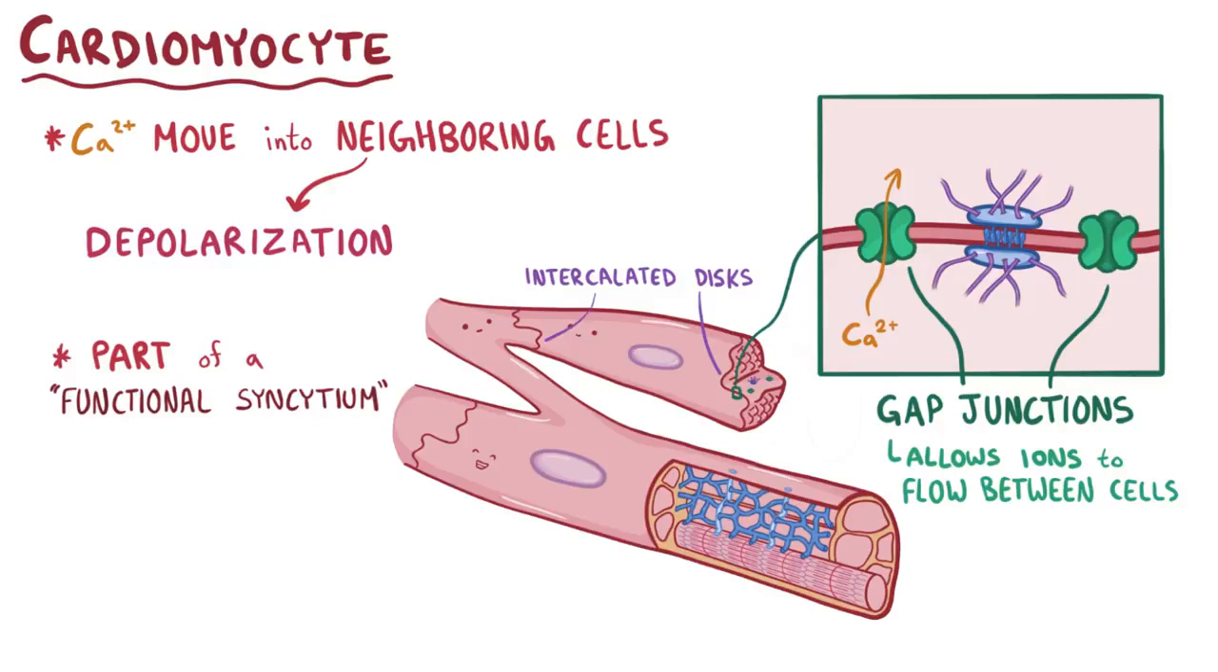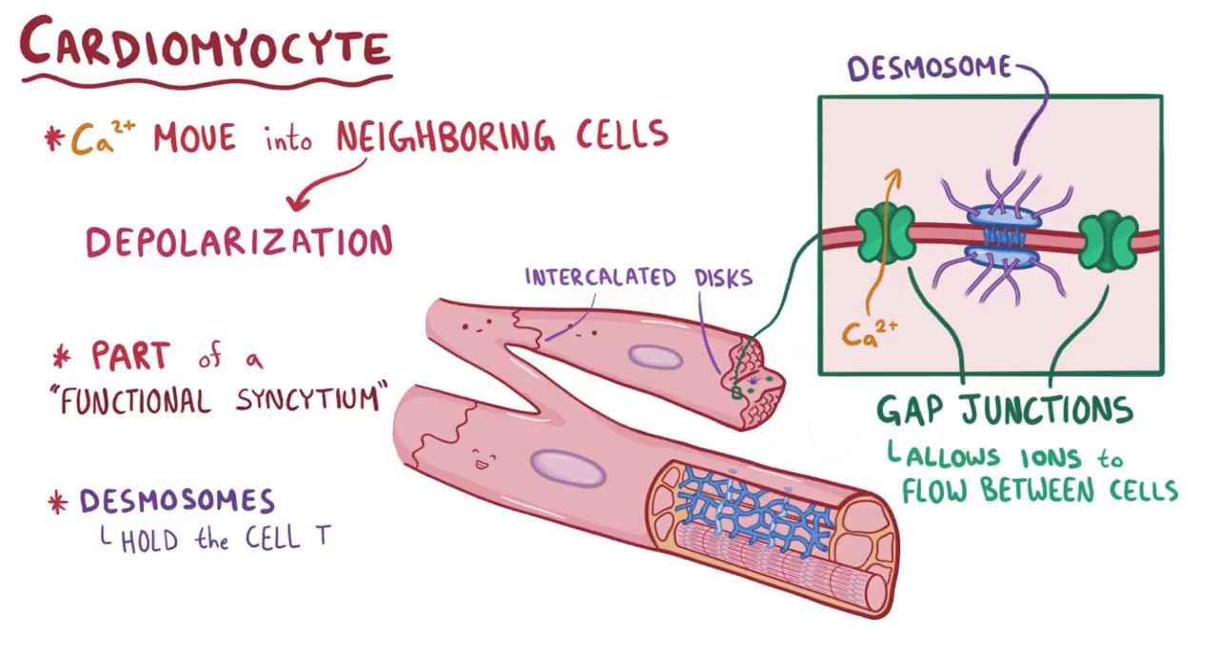In addition, cardiomyocytes stay physically attached to one another through proteins called desmosomes, which are like staples that hold the cell together when they're contracting.